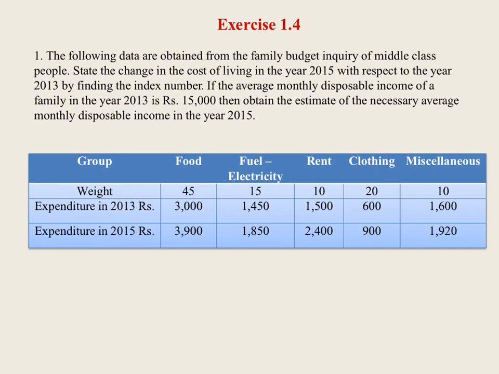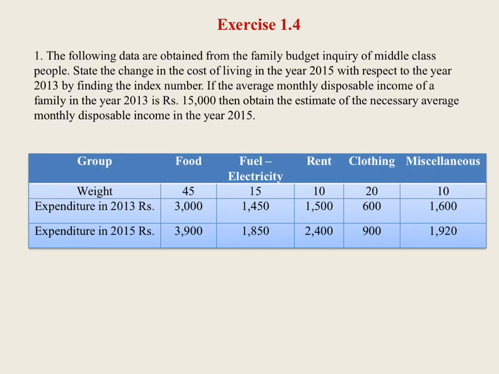Now let us take exercise 1.4. First question. The following data are obtained from the family budget inquiry of middle class people. State the change in the cost of living in the year 2015 with respect to the year 2013 by finding the index number. If the average monthly disposable income of a family in the year 2013 is 15,000, then estimate the necessary average monthly disposable income in the year 2015.